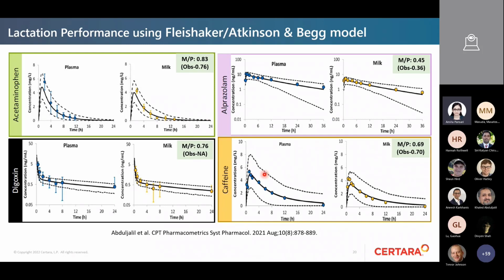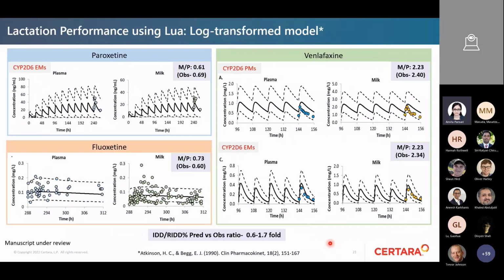So overall this shows that the milk pH is also sensitive to the prediction of the milk to plasma ratio, and the profiles were predicted well with the change in the pH. Overall, we also looked into some exposure of the compound, and also looking into the effect of phenotype on the milk exposure, so this is utilizing the log transform for the model.